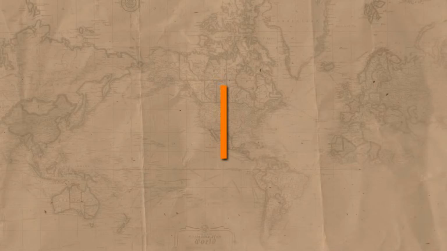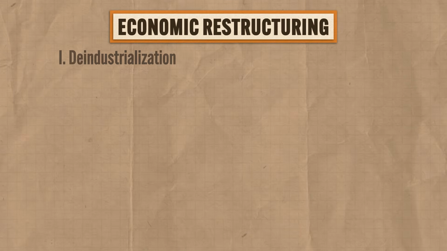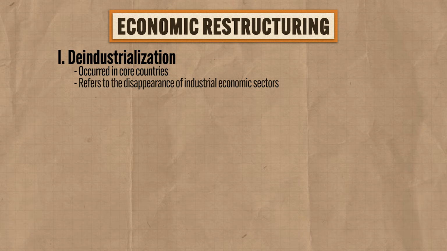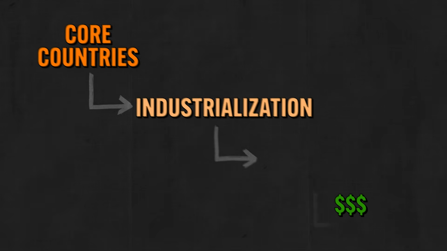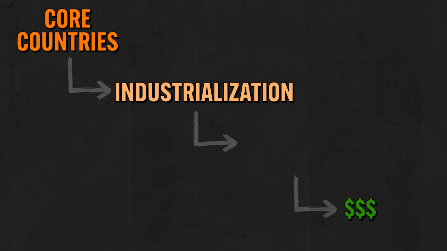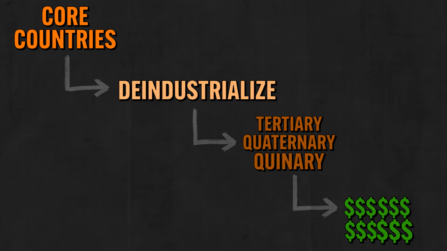So let's begin with how the globalized economy has fundamentally changed the spatial distribution of work today. The first trend occurred in core countries and is known as deindustrialization, which refers to the disappearance of industrial economic sectors. So get this trend straight in your head. Core countries, if you'll recall, are core precisely because they were the first movers on the industrialization path. But in a weird turn of events, the wealthier and more developed core countries became, the more and more they deindustrialized and focused on tertiary, quaternary, and quinary sectors.